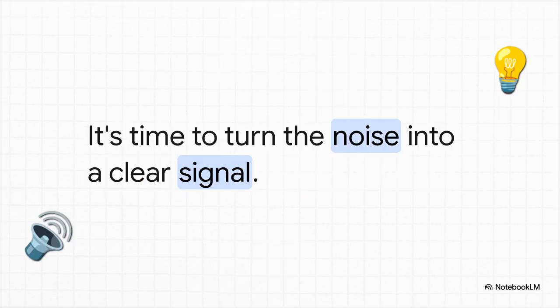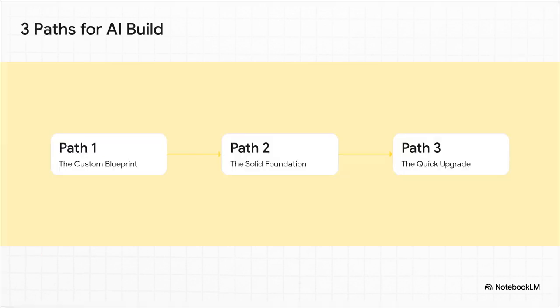Well, that's exactly what we're going to do right now. We're laying out a clear map of the different ways you can build with AI. The whole point is to help you make the right strategic call for your project, or hey, even for your entire company. We're going to frame this whole thing as a builder's journey, and there are really three main paths you can take. Are you the type to draw up a custom blueprint completely from scratch? Or do you prefer to build on a solid, pre-existing foundation? Or maybe you're just looking for a quick and easy upgrade. Let's check out that first path.